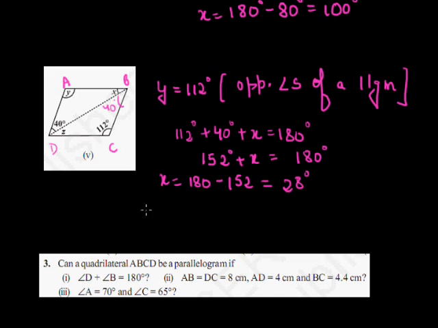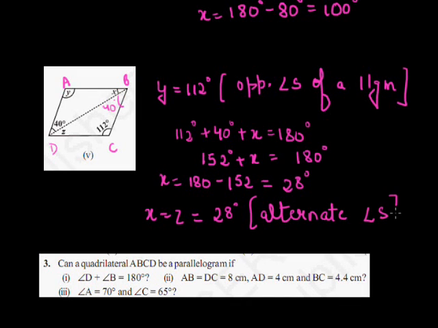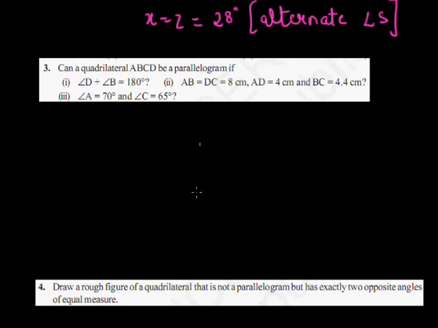Now I can say X will be equal to Z as they are the alternate angles. So the value of Z will also be equal to 28 degree as they are alternate angles. So the measure of X, Y and Z: X is equal to 28 degree, Y is 112 degree, and Z will be equal to X, that is 28 degree.